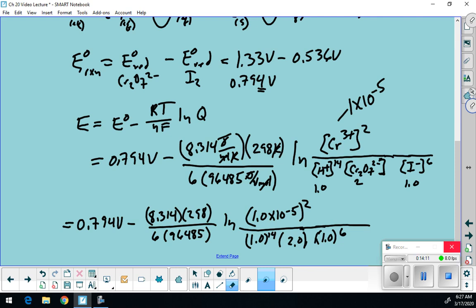1 times 10 to the minus 5th. And I'm going to square that. Good. I'm going to divide it by 1. That's all redundant. This is going to divide it by 2. There we go. And I get 5 times 10 to the minus 11th. I want to take the negative log of that. No, not the negative log, just the natural log. Take the natural log of that.